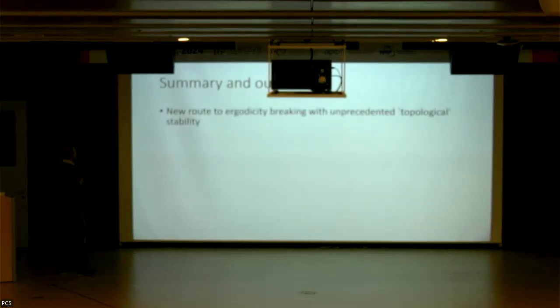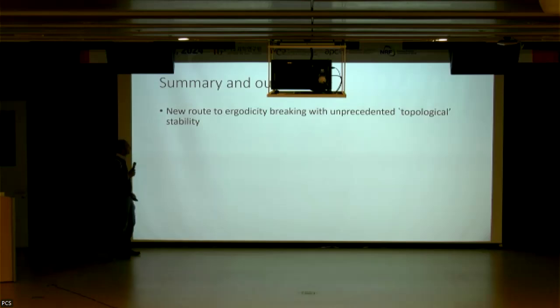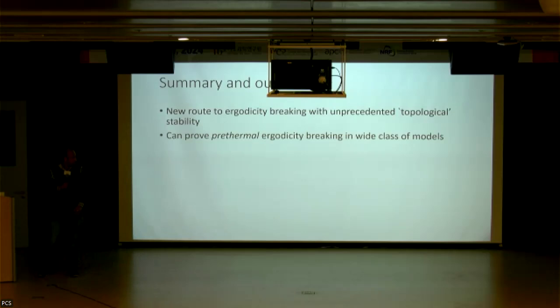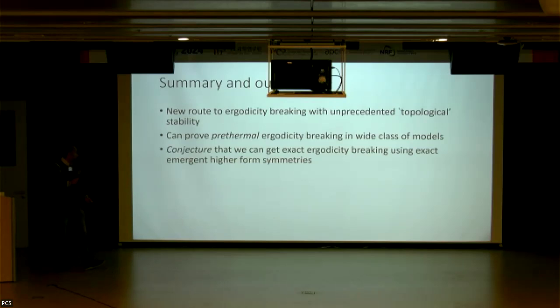All right, so now let's wrap up. I've shown you a new route to ergodicity breaking with unprecedented topological stability, which no longer requires geometric locality. It's robust to geometrically non-local perturbations. We can prove ergodicity breaking in a very wide class of models. We conjecture that we can even get exact ergodicity breaking. This needs to be proven.